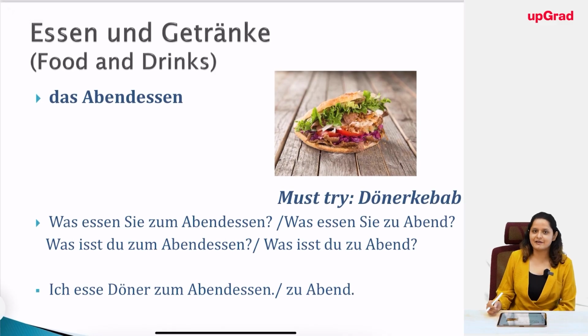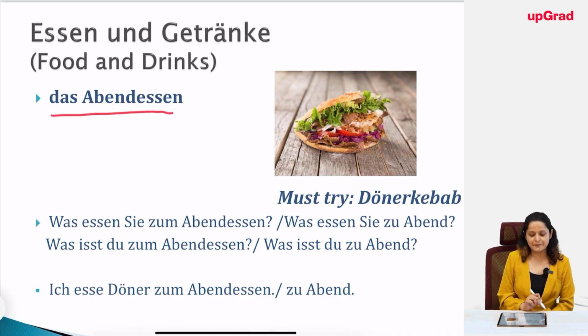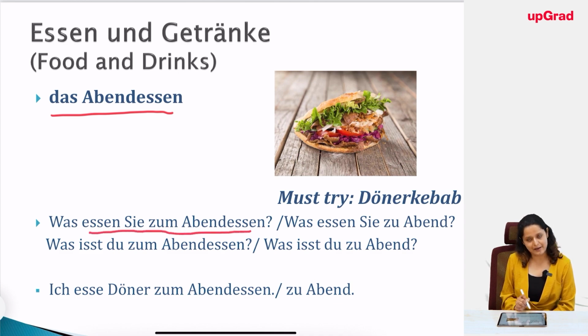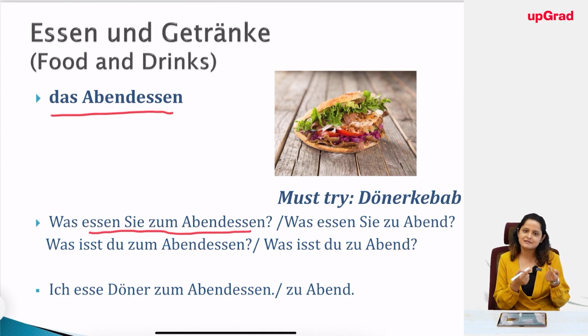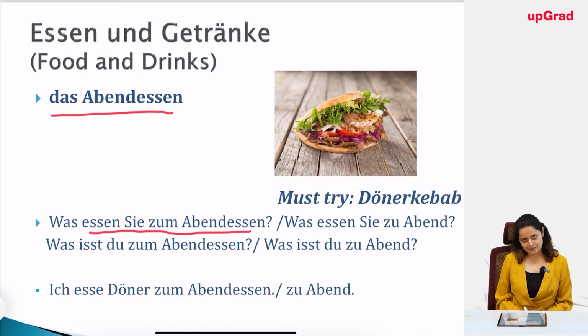Now the next meal we have is dinner. So dinner is das Abendessen. Okay. We have a similar question that we can frame for dinner as well. So the question says, was essen Sie zum Abendessen? So you just replace the Mittagessen with Abendessen. Was essen Sie zum Abendessen? Or was essen Sie zu Abend? Which means you are asking, what is the person having for dinner?